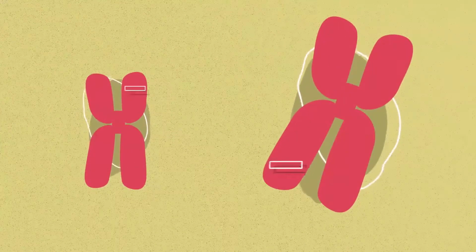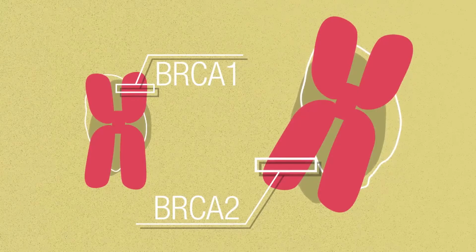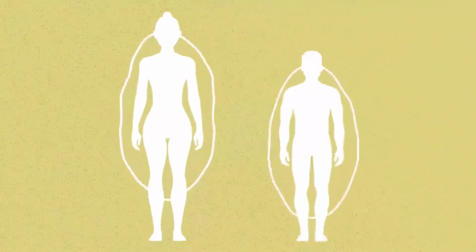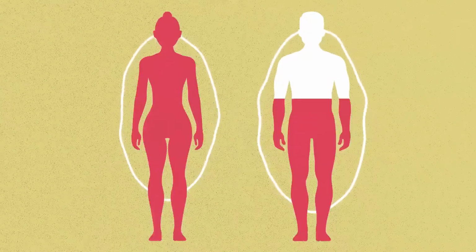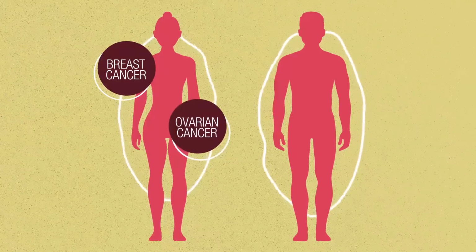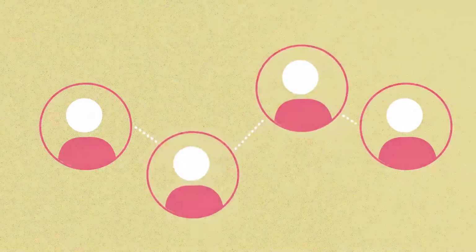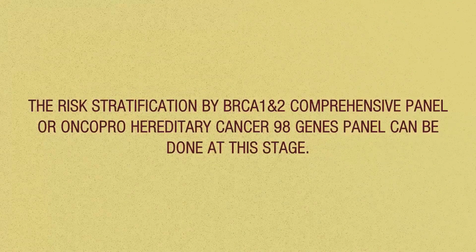Within the fourth category, there is yet another test, which is BRCA1 and 2 Comprehensive Mutation Panel, whose test code is N194. This test is for people who are healthy and currently don't have cancer. These people are at high risk of developing breast, ovarian in females, and prostate cancer in males in the future because of the family history of multiple cancers. The risk stratification by BRCA1 and 2 Comprehensive Panel or OncoPro Hereditary Cancer 98 Genes Panel can be done at this stage.